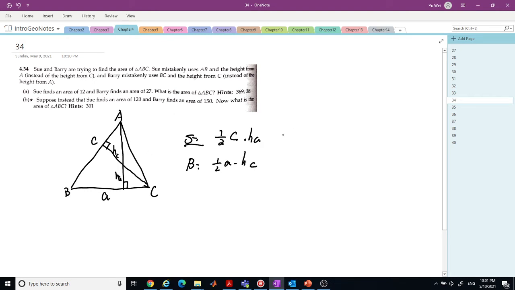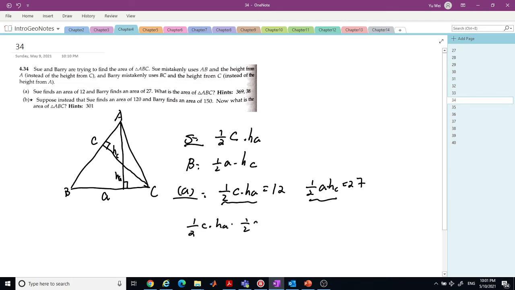So if Susie finds, let's see, if half of C times HA is equal to 12, and half of A times HC is equal to 27, what is the triangle area ABC? The area ABC is supposed to be half of C times HC, or half of A times HA. Then it gives you a strong hint, right? So basically, if we multiply them together, we have half of C times HA times half of A times HC. Then we regroup it.